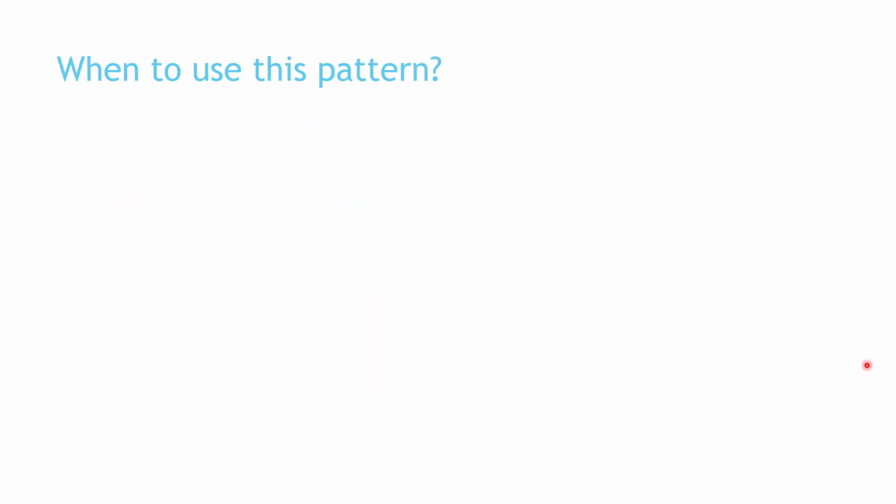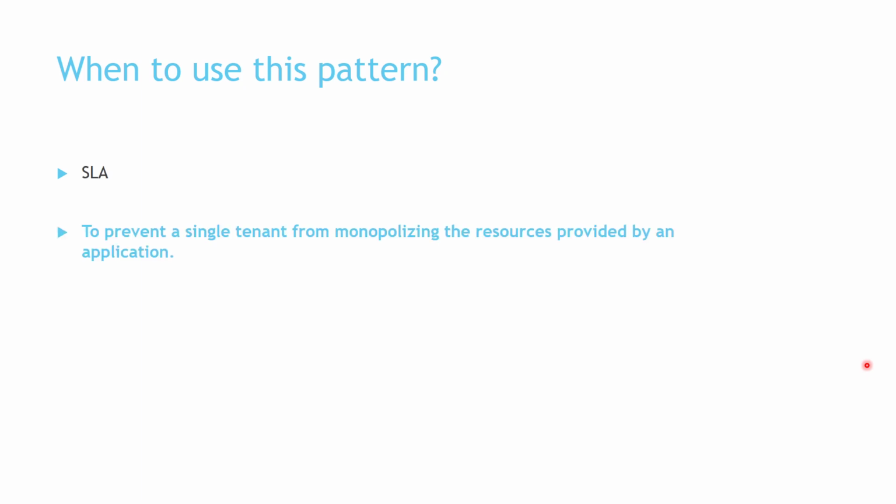Now let's see when you should use this pattern. When you have an SLA for your system that you need to maintain. And in order to maintain this SLA, you need to make sure that no particular user will be able to consume all of the computing power or resources of your service by sending too many requests, which is going to affect your service's ability to meet the SLA that you are compliant with for other users.